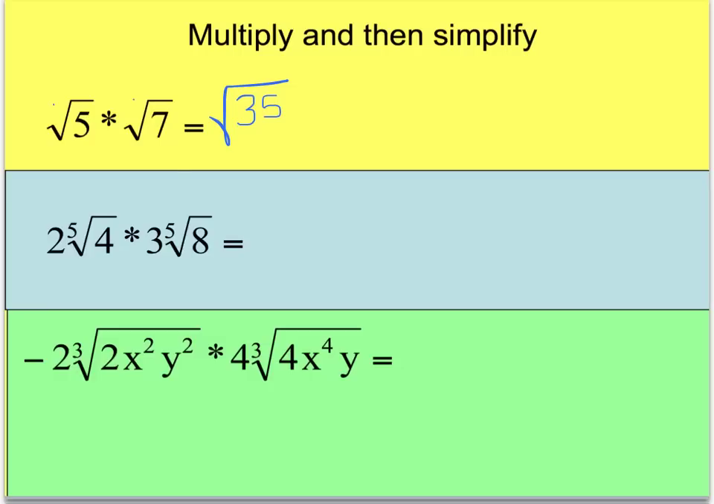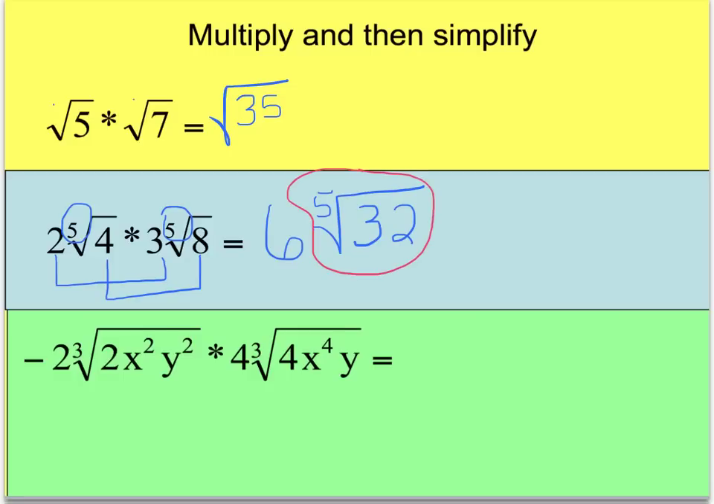Moving on to the next example here, I notice that my index for both of those is a 5, so I can multiply. So I will multiply the coefficients. 2 times 3 is 6. That's going to be times the 5th root of, and then I will multiply the radicands. 4 times 8 is 32. Now, if I've got my chart in front of me that I've been using, I'm going to refer to that, and I'm going to notice that I can take the 5th root of 32. That's just 2. So this is 6 times 2 is 12.